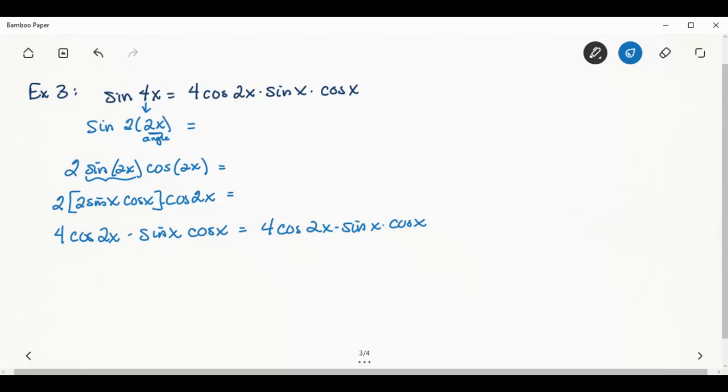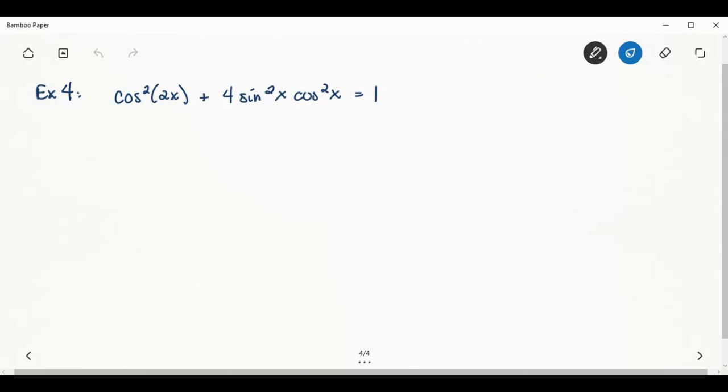Our final example using double angles is now cosine squared of the double angle plus 4 sine squared times cosine squared, and that is equaling 1. How do we do that? Well, we know that cosine squared plus sine squared is equal to 1. Can we manipulate this to get that? And the answer to that is yes. We're looking at not rewriting cosine 2x at the moment. Looking at 4 sine squared cosine squared.